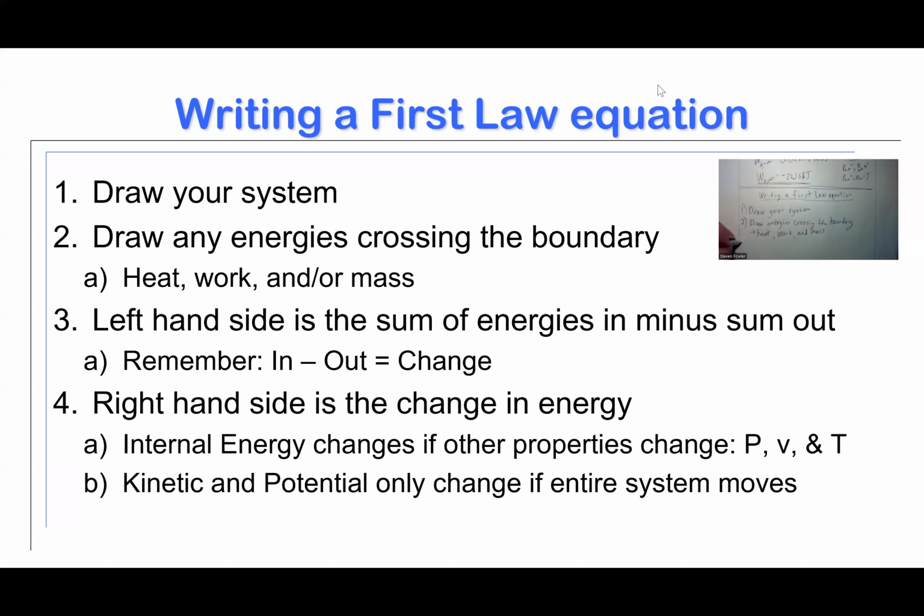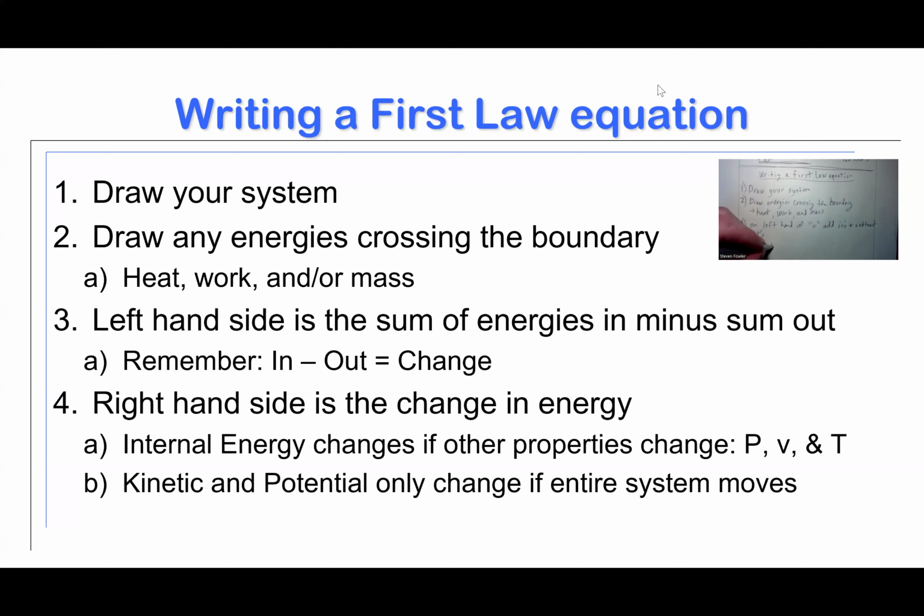What I've done in step two represents now the left-hand side of my equation. On the left-hand side of my equal sign, I'm going to add the ins and subtract the outs. All the energies I've drawn in step two, now I'm going to add the ins and subtract the outs. And then this becomes step four, which lets me finish up my equation.